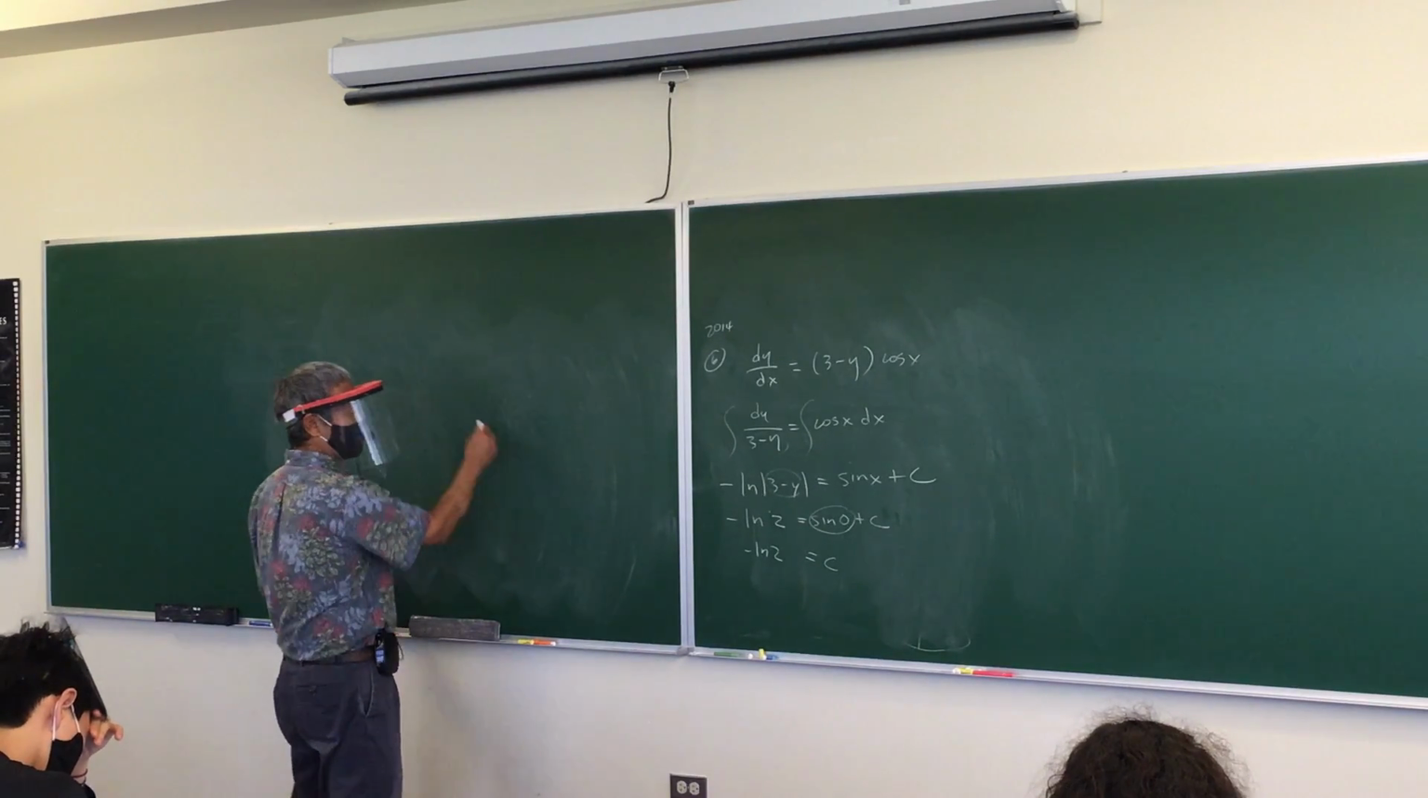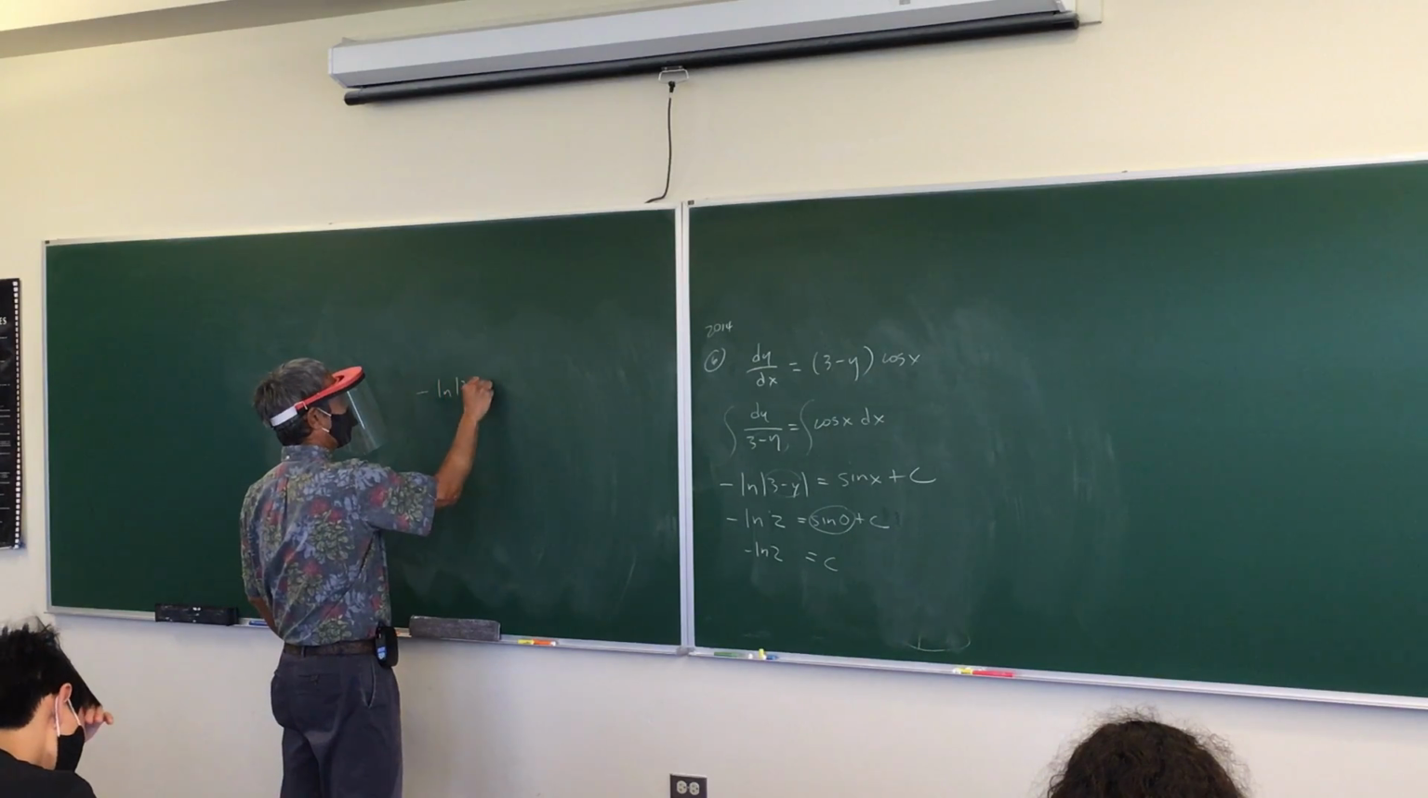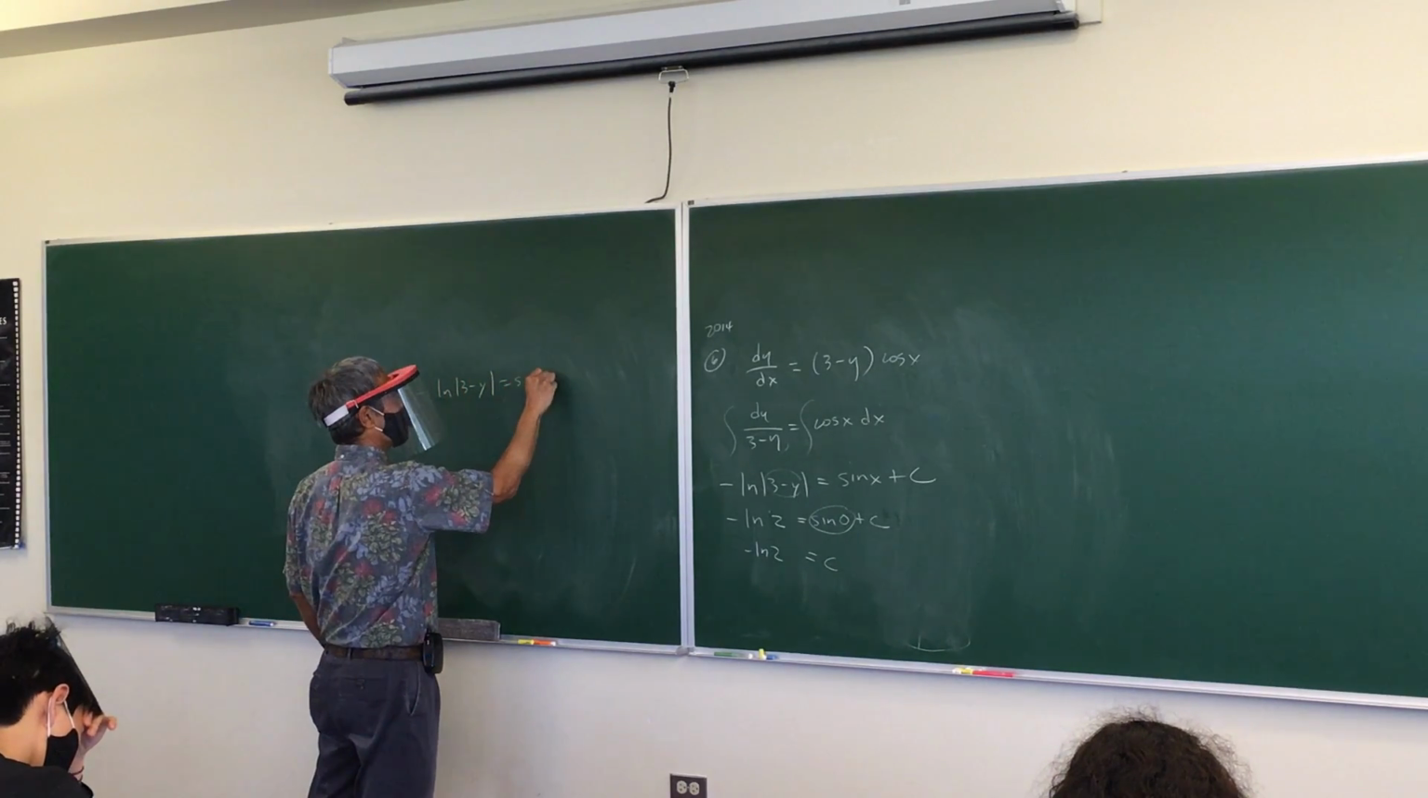All right, so what do we have so far? Negative natural log absolute value of 3 minus y is equal to sine x minus natural log 2.